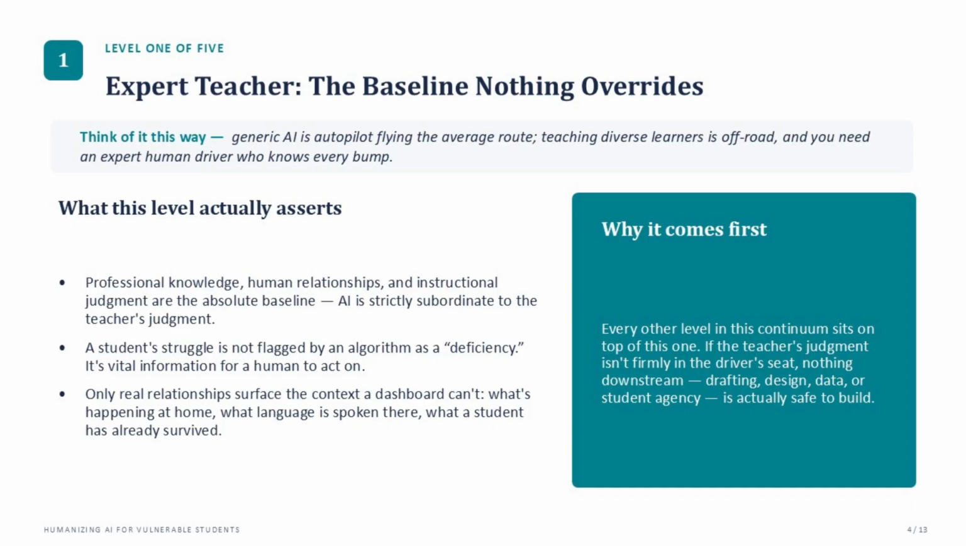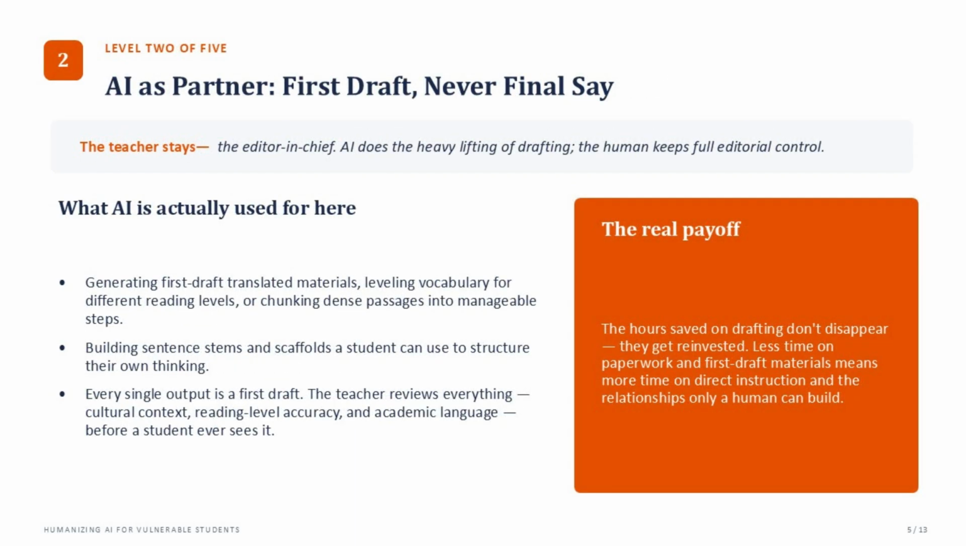So you've got this expert human driver firmly behind the wheel. How do they actually use this AI vehicle to navigate the toughest parts of the journey? Well, they use it to generate first drafts of differentiated materials. So this is what the framework calls the AI partner phase, or level 2. Got it. AI partner. Yeah, so we're talking about taking a really dense reading passage and using AI to adjust the vocabulary for different reading levels. Or maybe creating sentence starters to help a student structure their thoughts. Exactly. But wait, this is important. The AI's output is purely a first draft.